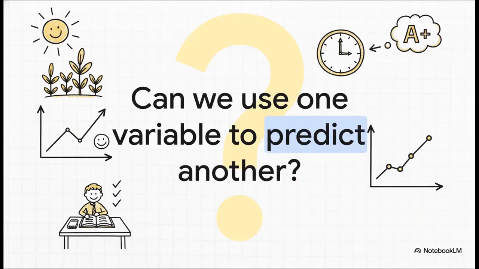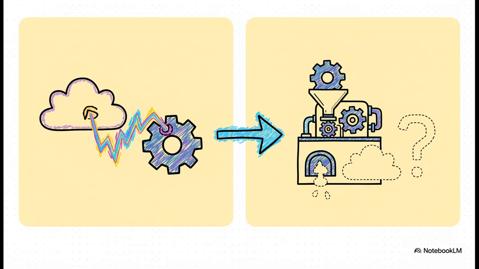You see relationships like this all the time, right? The more you water a plant, the taller it grows. The more hours you study, the better your grade is. We know there's a connection, a correlation. But what if we want to get specific? What if we want to say, okay, if I study for exactly 5 hours, what grade can I actually expect to get? Can we do that? Well, that's precisely where regression comes in.